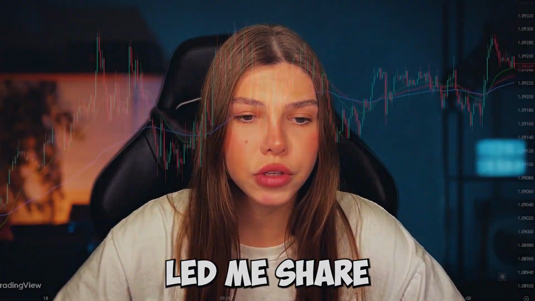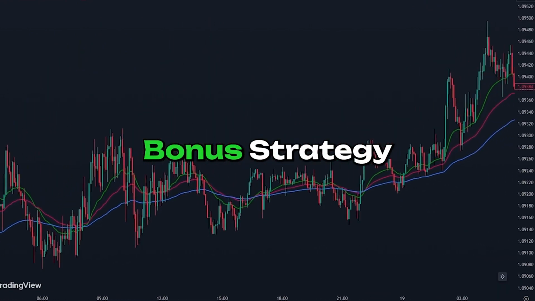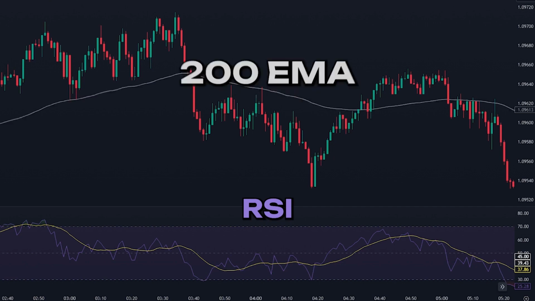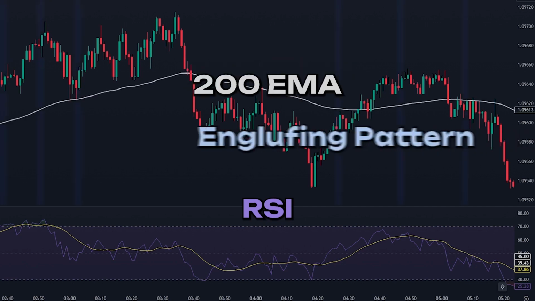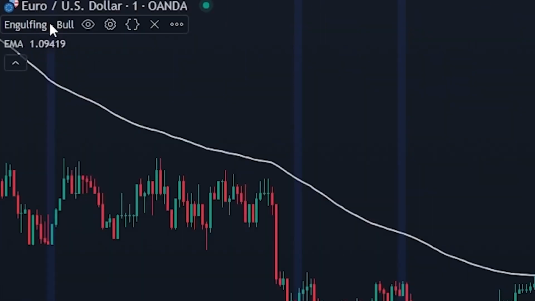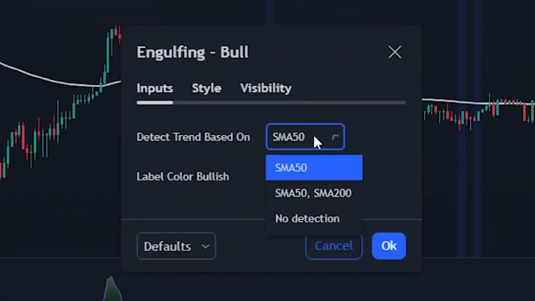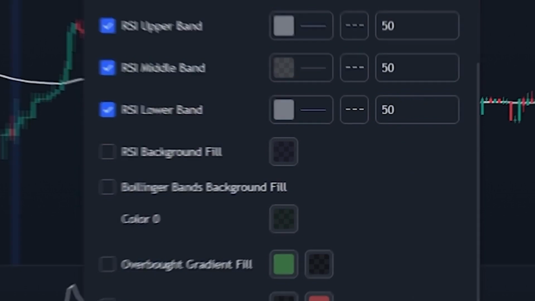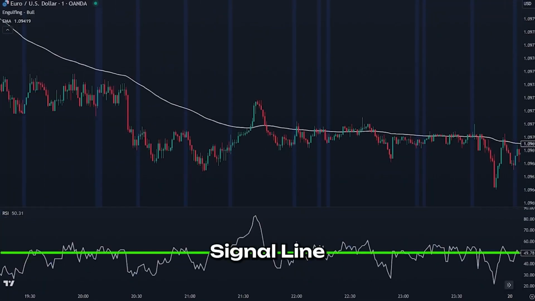Now, as a bonus, let me share another highly effective scalping strategy with you. For this specific approach, I'm using a mix of RSI, the 200 EMA, and the engulfing pattern. First, you need to change the settings for the engulfing pattern to no detection. Next, for your RSI, you want to set it above 50. So now you have a signal line in the middle of the RSI.